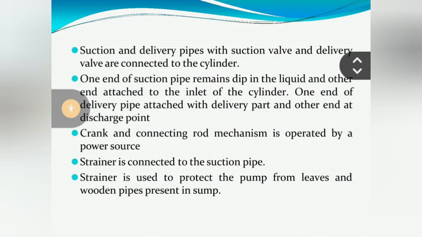Suction and delivery pipes with suction valve and delivery valve are connected to the cylinder. One end of the suction pipe remains deep in the liquid and the other end is attached to the inlet of the cylinder. One end of the delivery pipe is attached with the delivery port and the other end at the discharge point. Crank and connecting rod mechanism is operated by a power source. Strainer is connected to the suction pipe. Strainer is used to protect the pump from leaves and wooden pieces present in the sump.